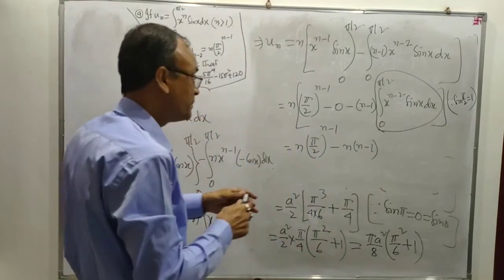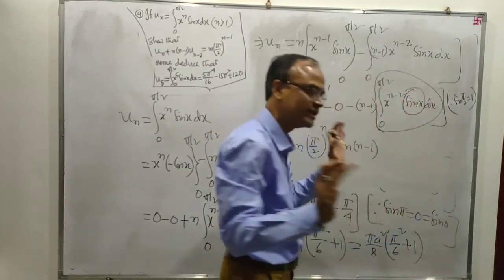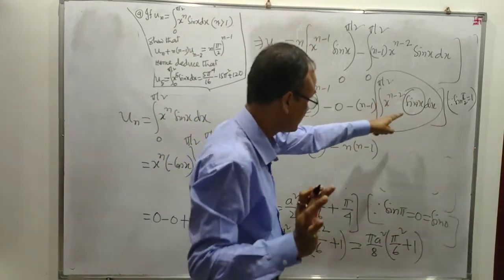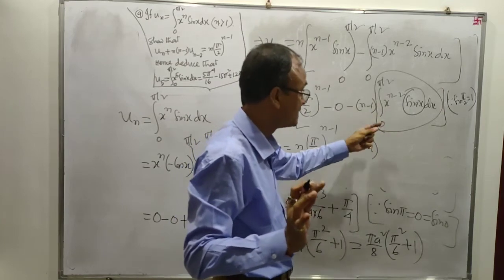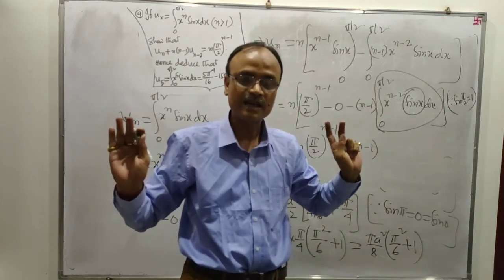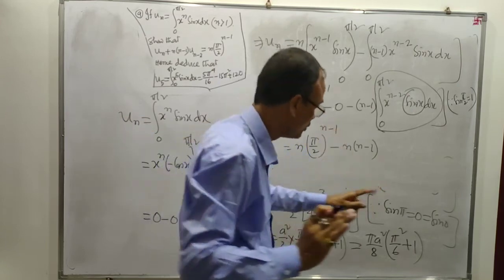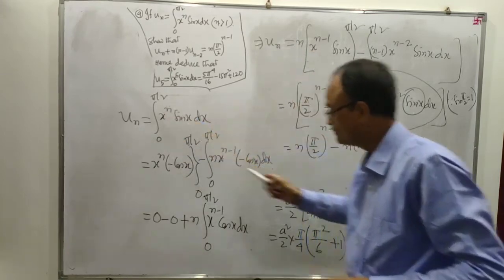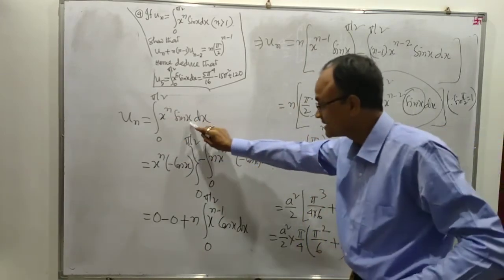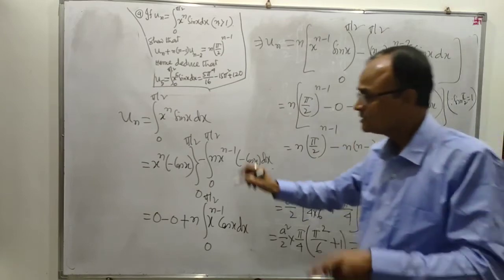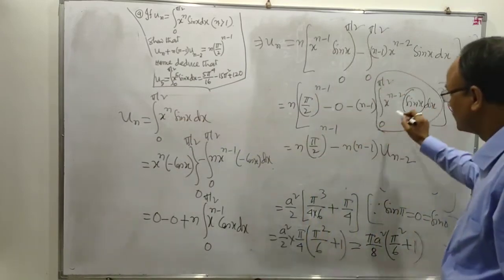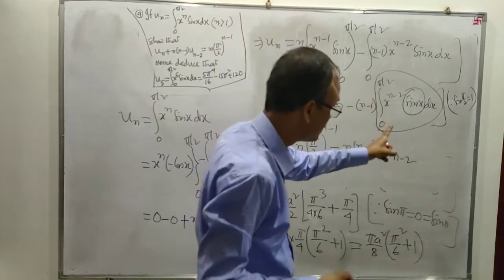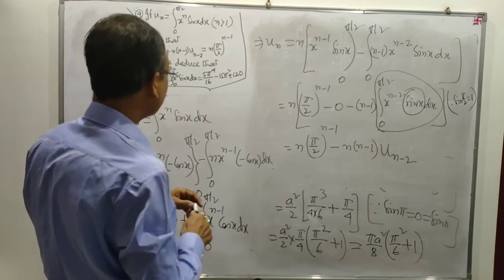Other terms, if it is cos x, then we cannot write it as un minus 2. It is sin x. The limit is 0 to pi by 2. If the limit is 0 to pi, then also we cannot write un minus 2. We can write here un minus 2, because the limit is 0 to pi by 2, sin x is there, and in place of x to the power n, it is x to the power n minus 2.